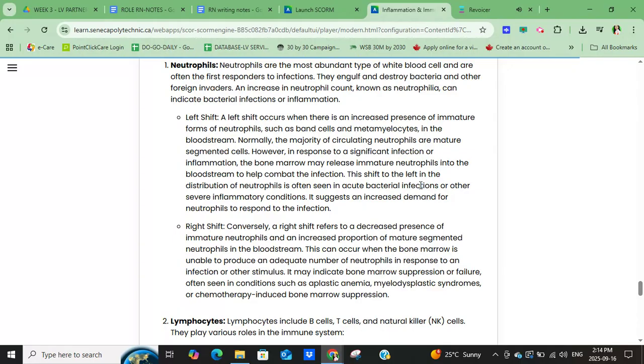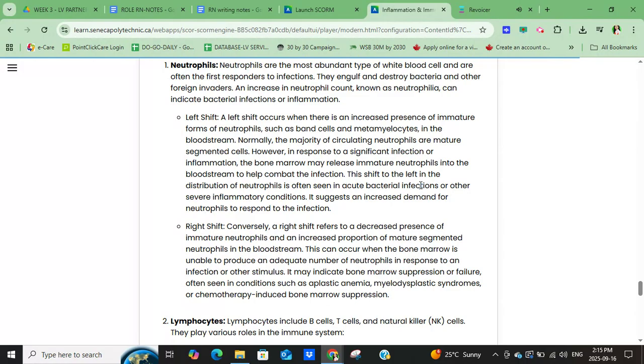Right shift. Conversely, a right shift refers to a decreased presence of immature neutrophils and an increased proportion of mature segmented neutrophils in the bloodstream. This can occur when the bone marrow is unable to produce an adequate number of neutrophils in response to an infection or other stimulus. It may indicate bone marrow suppression or failure, often seen in conditions such as aplastic anemia, myelodysplastic syndromes, or chemotherapy-induced bone marrow suppression.